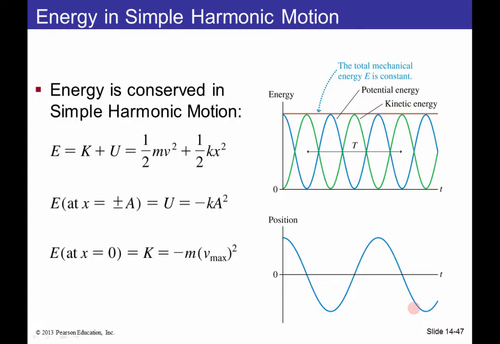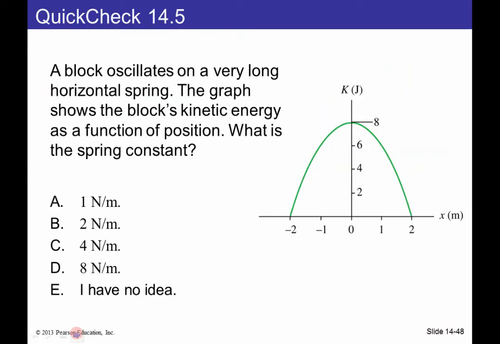Okay, so let's look at a simple question here. We have a block that oscillates on a very long horizontal spring. The graph shows the block's kinetic energy as a function of position. What is the spring constant? Is it 1 newton per meter, 2 newtons per meter, 4 newtons per meter, or 8 newtons per meter?